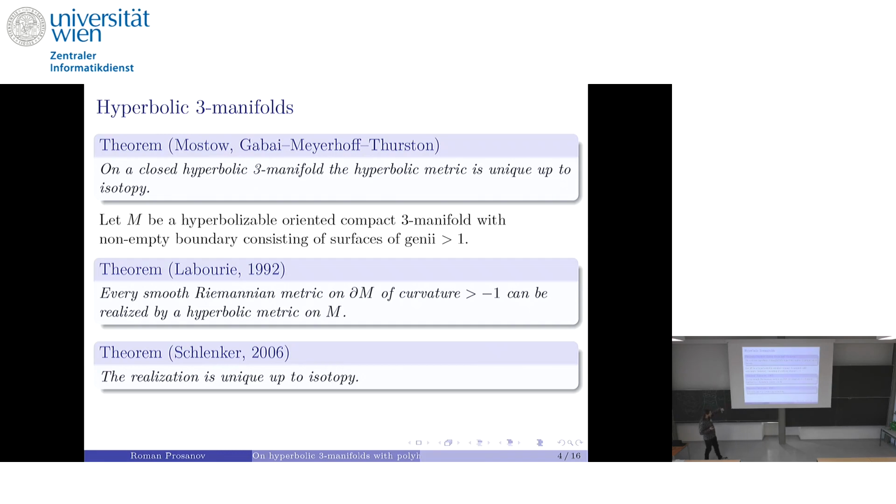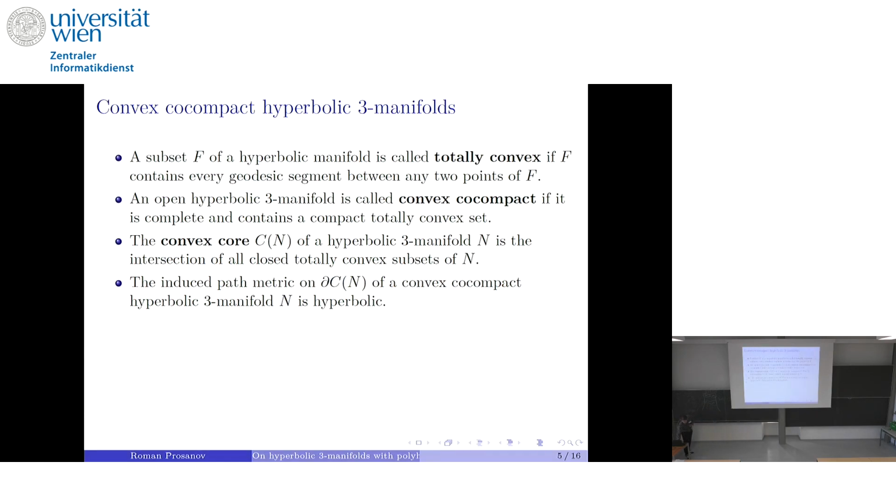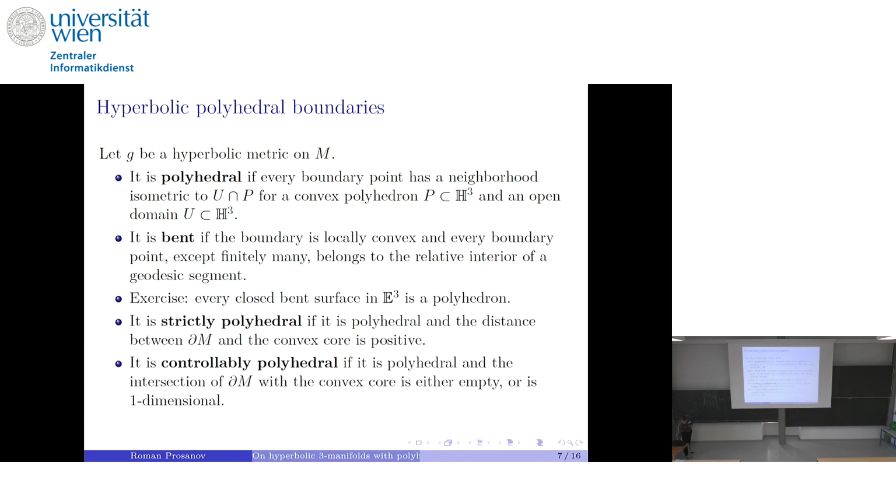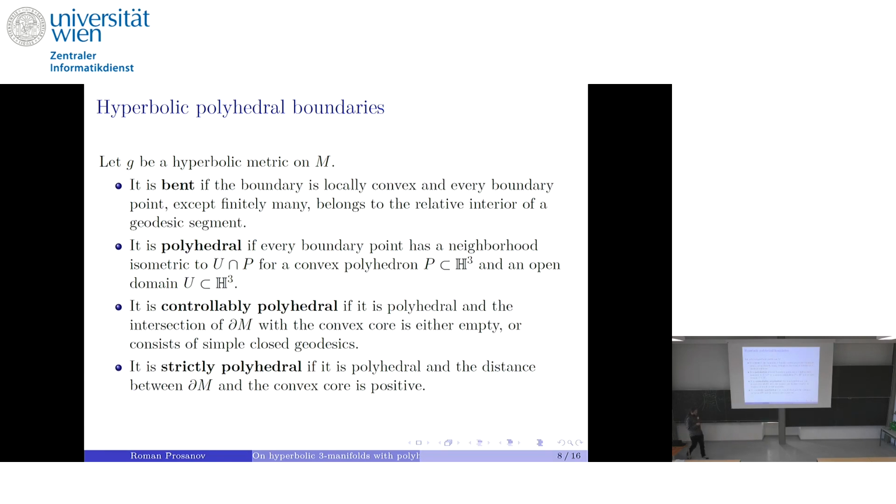So it implies that the boundary cannot touch the convex core, and this is very important for the proof line, particularly for the proof line of rigidity. And kind of a polyhedral analog of this is strictly polyhedral boundary, when the boundary cannot touch the convex core.